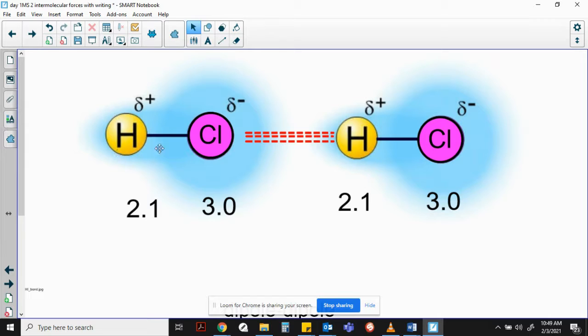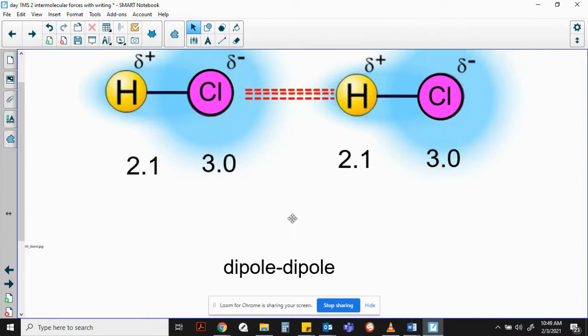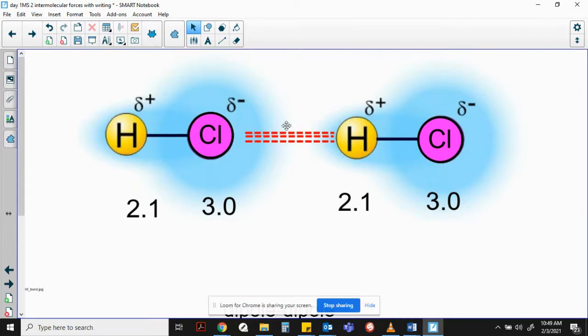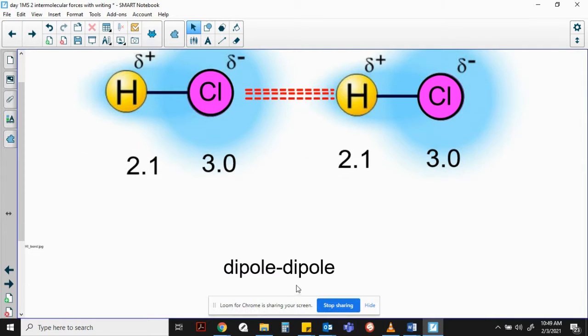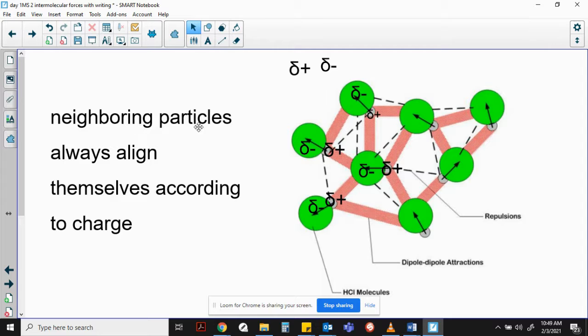And so, for example, if we look at hydrogen and chlorine, where we have a partial positive charge and a partial negative charge, we've got 2.1 and 3.0. It fits within that range. We would have a dipole-dipole. So this interaction here between the partial positive of the hydrogen and the partial negative of the chlorine is going to be that dipole-dipole. Okay, so if we're looking around, it's always lining up.